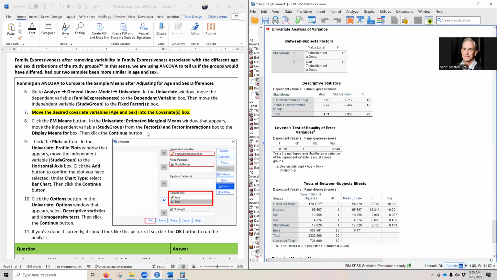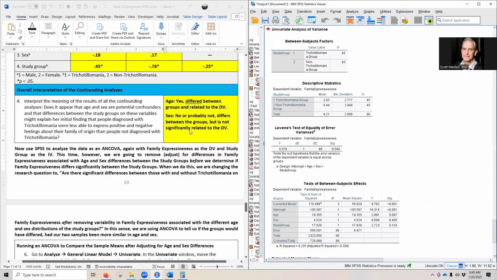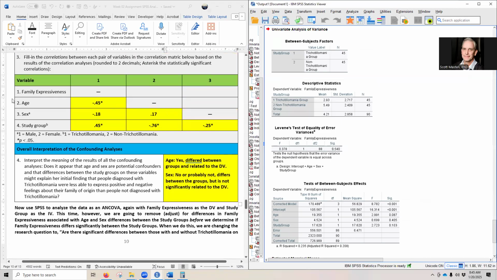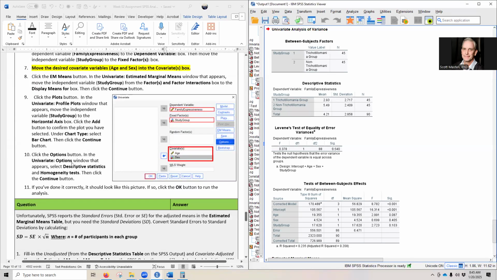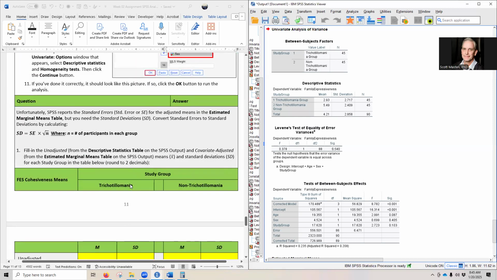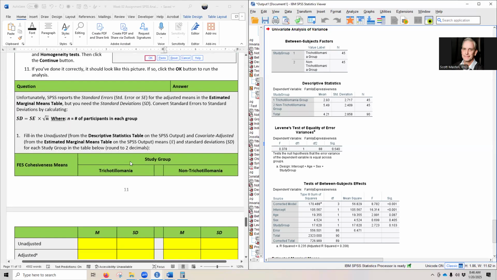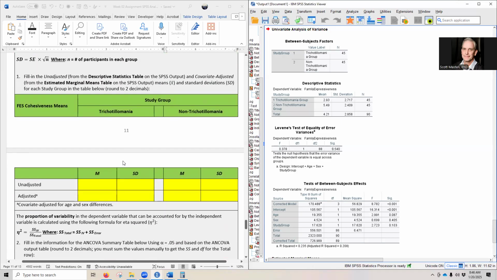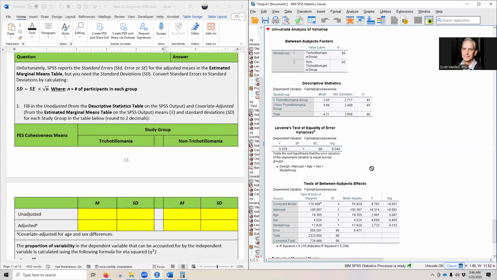Click OK, and it kind of bugs me that the numbers just keep on going in here. It seems like if that ends at 4, I should have started these at 1. I might fix that on your version. So anyway, we reran it, and let's see what we got. SPSS report, standard errors, and so on. We have to fill in the means and standard deviations of the unadjusted and adjusted family expressiveness means. For the estimated marginal means, we have to convert the standard errors to standard deviations by multiplying them by the square root of n.